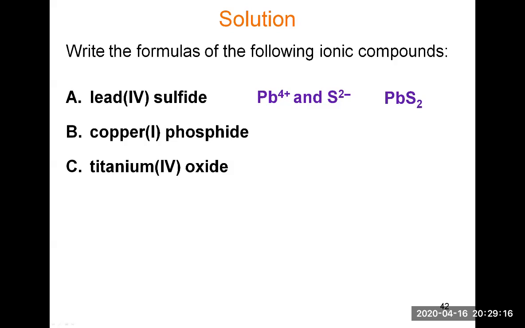Let's do copper(I) phosphide. So copper has the symbol Cu. Copper(I) means it's a 1 positive charge, so it's Cu+. Phosphide comes from phosphorus. Phosphorus is in group 5A. So you do 8 minus 5 and it's 3. And so phosphorus, when it becomes an ion, likes to gain 3 electrons and become the phosphide ion P3-. So we have Cu+ and P3-.